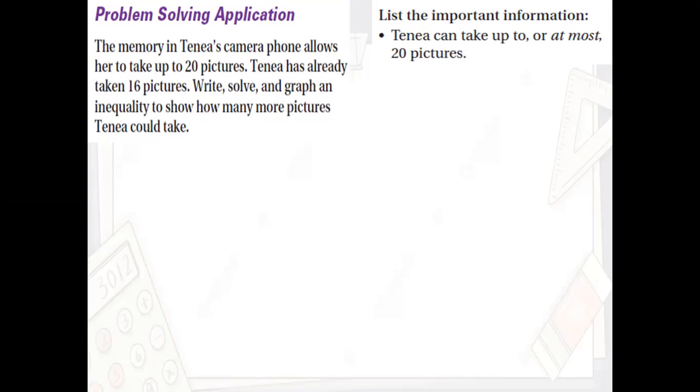So we are going to write an inequality. Now, what is the inequality going to be? Yes, these are the important information. Tinia can take up to or at most 20 pictures. Just now I explained she can take 20 or less than 20. She has already taken 16.